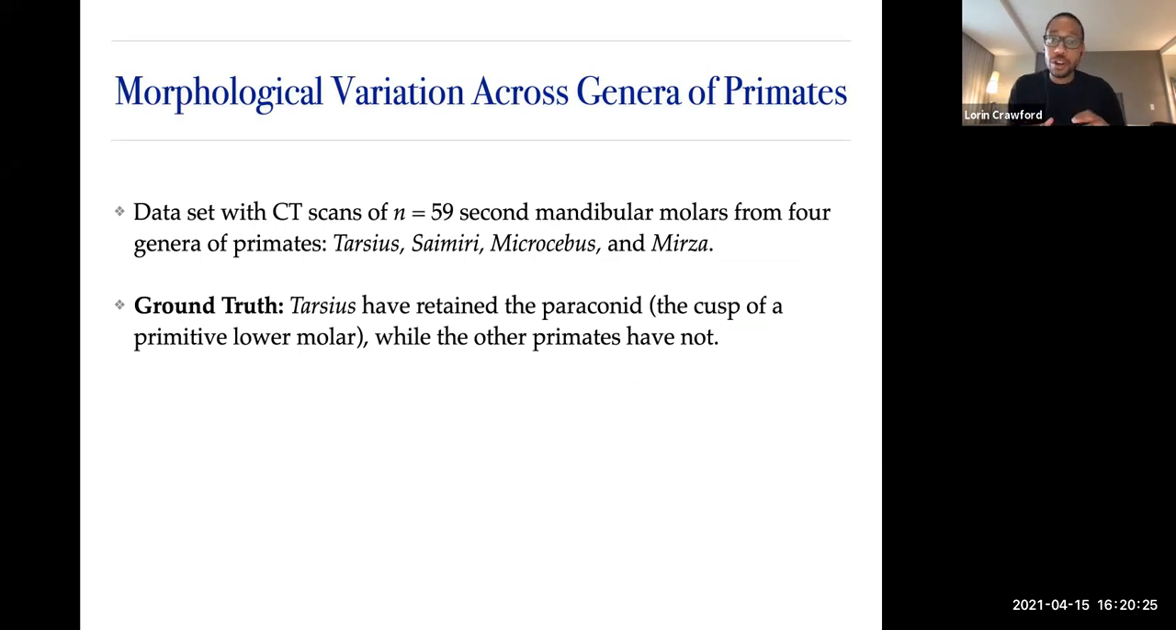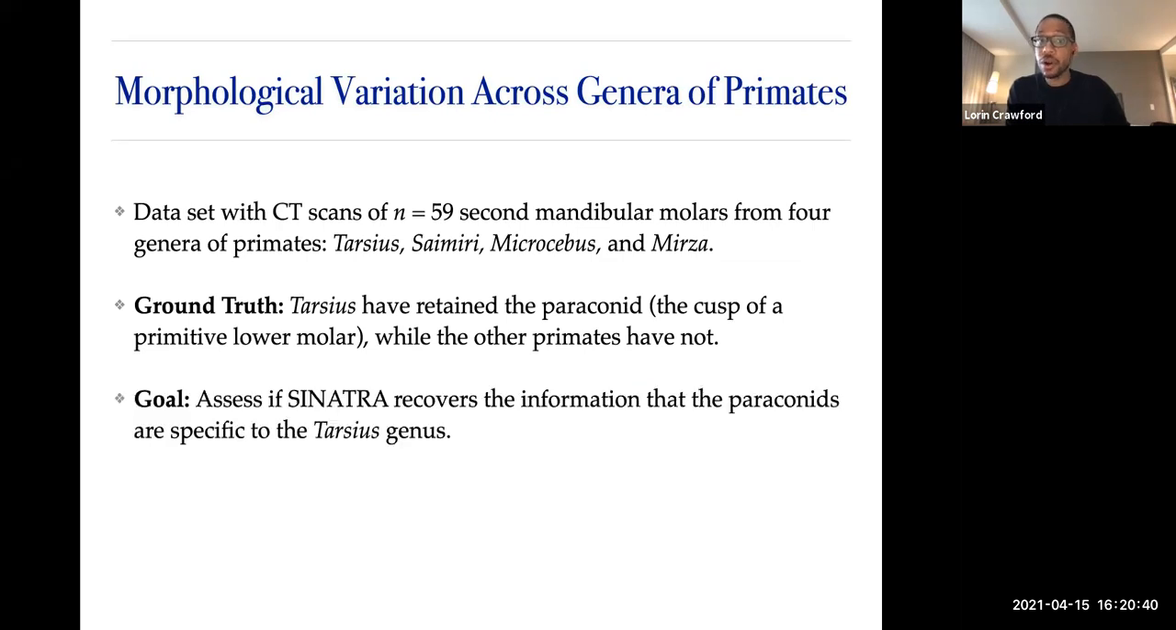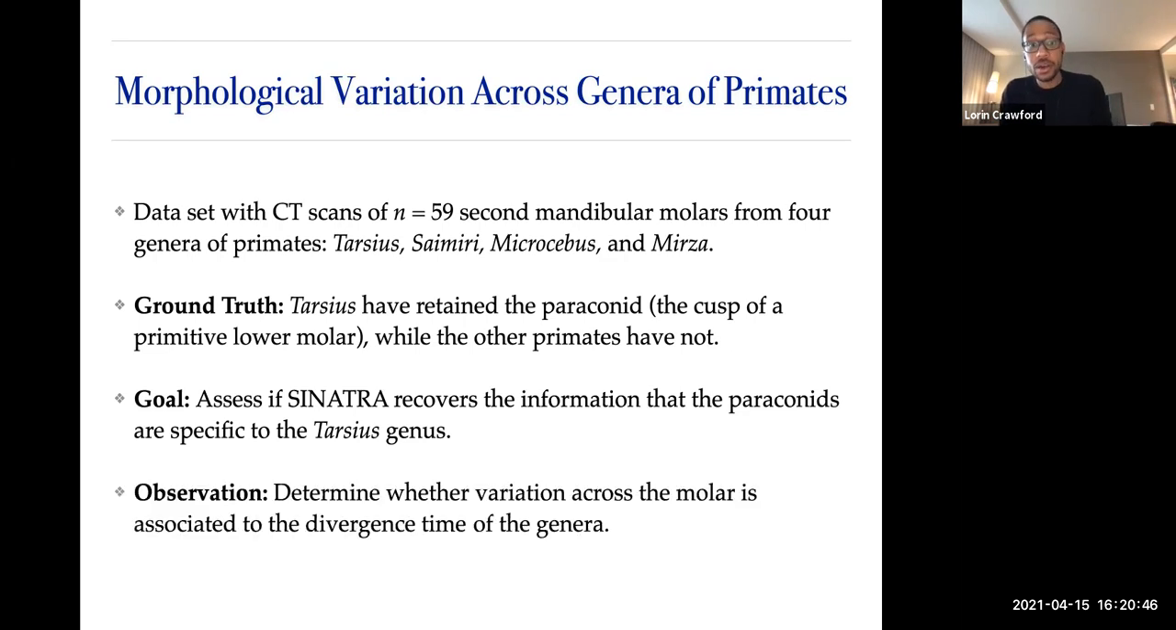So what we did is we tried to do a pseudo ground truth example where we took a tooth from the tarsier, where I know based on evolution that a certain cusp in its lower molar was preserved because that's how it eats and digests food. And the other primates don't have that anymore, right? So what we did was we compared whether SINATRA was able to identify that lower cusp as our ground truth feature, okay? And then we looked at how these features differ across.